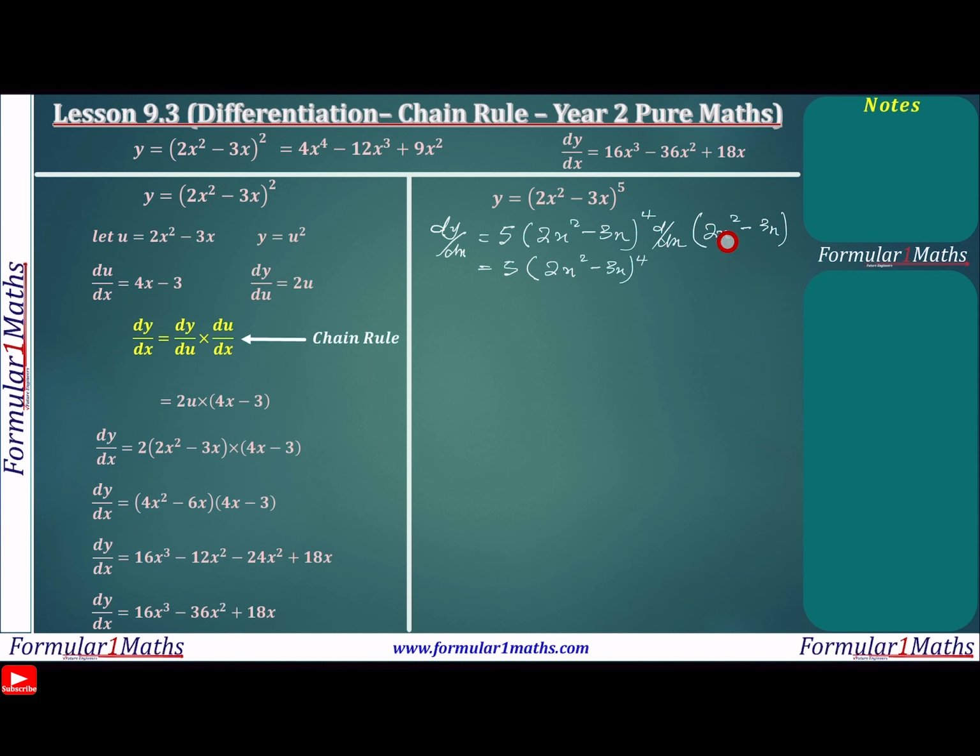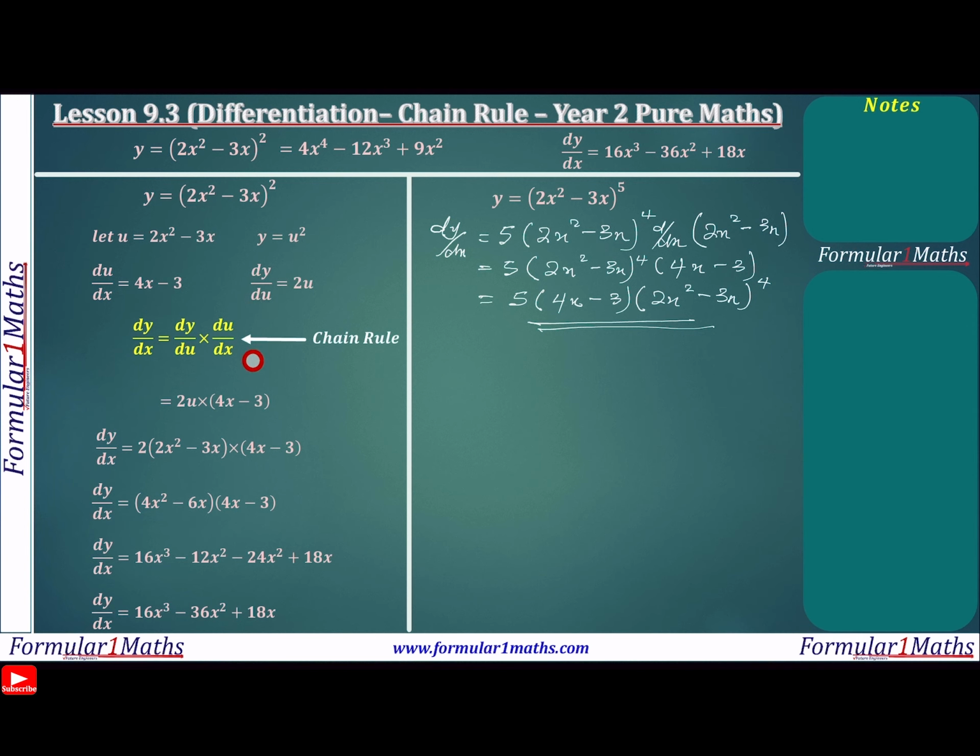Then when I differentiate this, I'll get 4x minus 3. Then I'll write it nicely as 5 brackets 4x minus 3 times 2x squared minus 3x, all of that to the power 4. And that's the answer without using the whole process. So I did all this process mentally.